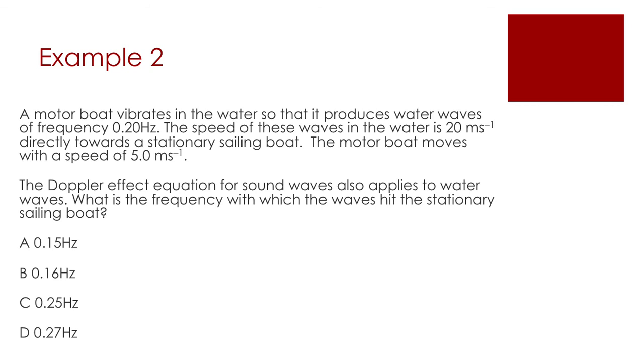So a motorboat vibrates in the water, so it produces water waves at a frequency of 0.2 hertz. The speed of the wave is 20 meters per second towards a stationary boat. And the boat moves with a speed of 5 meters per second. As I pointed out earlier, the Doppler effect can be used in a lot of different situations. Sound waves, light waves, and now they're showing you water waves as well. So, what is the frequency at which the waves hit the stationary sailing boat?